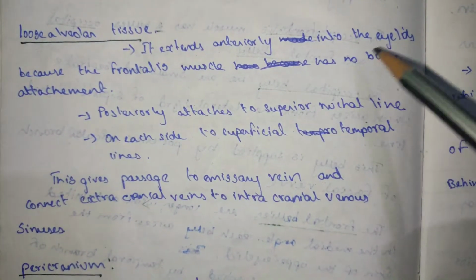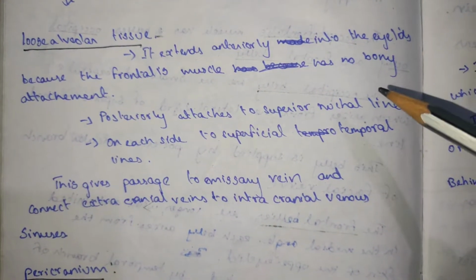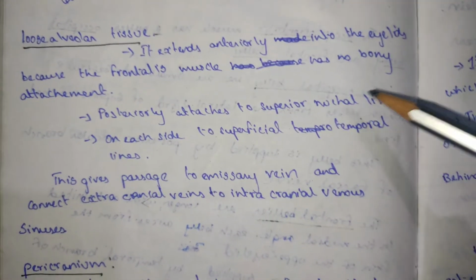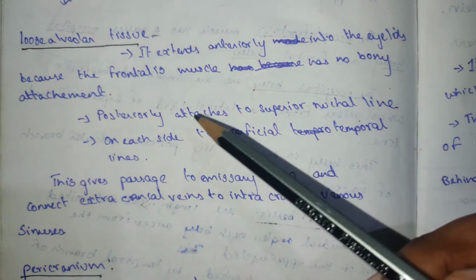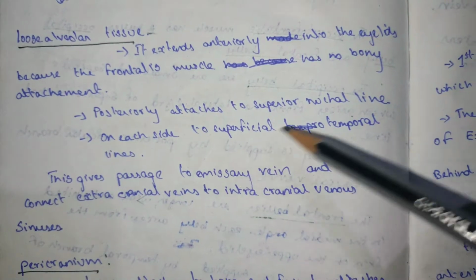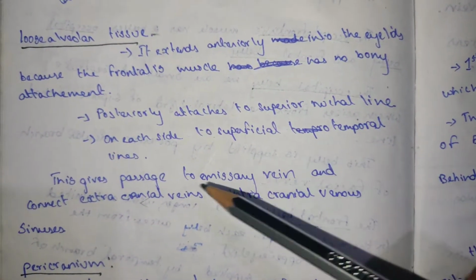This extends anterior to the eyelid because of the frontalis muscle. Because the frontalis muscle is above the eyes, it is connected to the eyelid and has no bony attachment. So posteriorly it is attached to the superior nuchal line, on each side of the superficial temporal line.